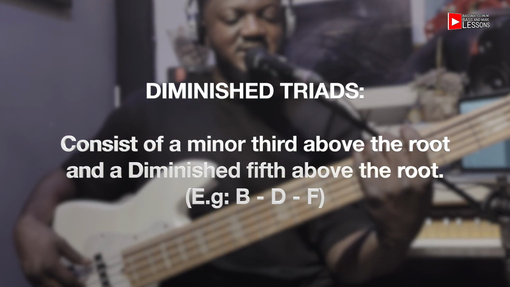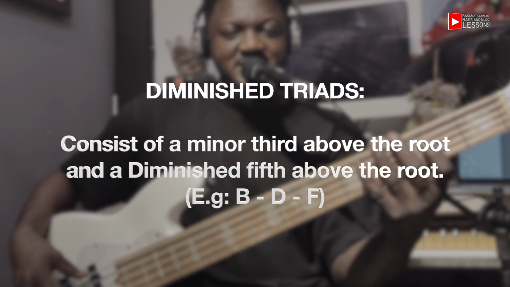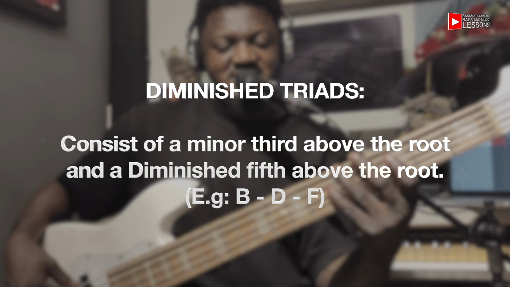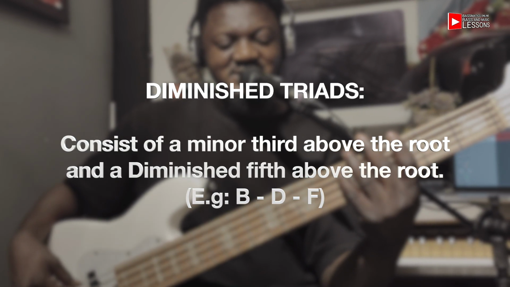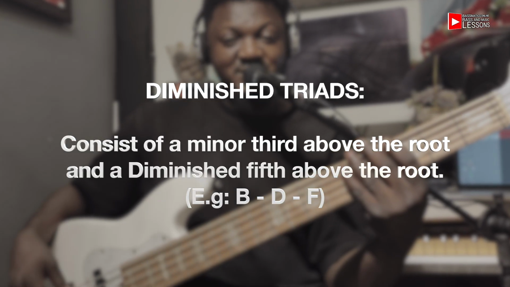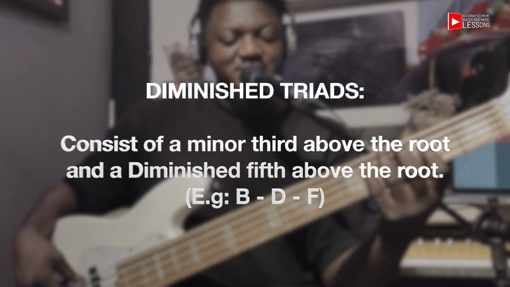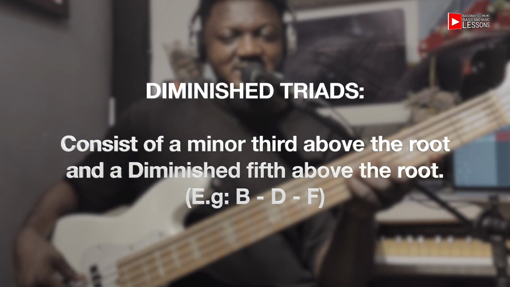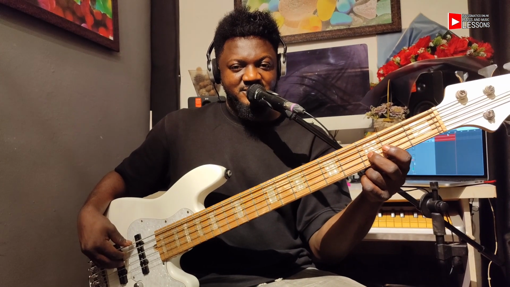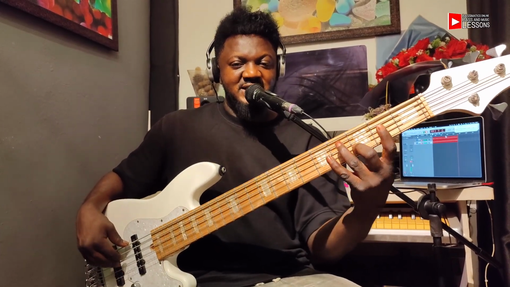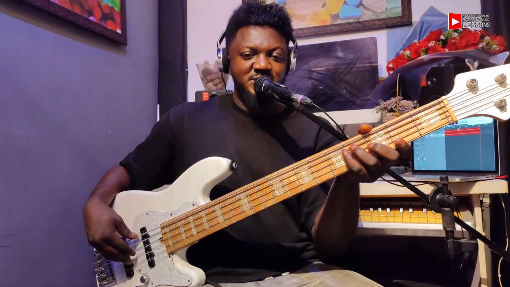Then the diminished triads, which consist of the root, which is B, the minor third, which is the D. Remember, D and A have a lot in common. Whatever you can do on D, you can do on A. That means whatever you can do on La, you can do on Re. So root, which is B, minor third, which is D, and diminished fifth, which is F. So we have B, D, F for diminished triads.